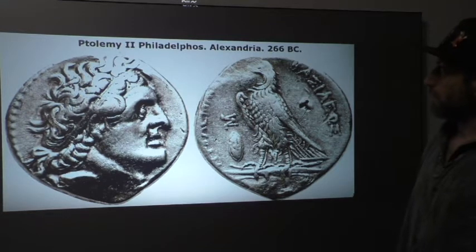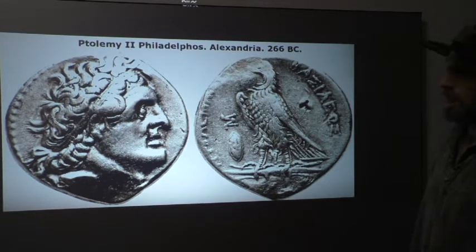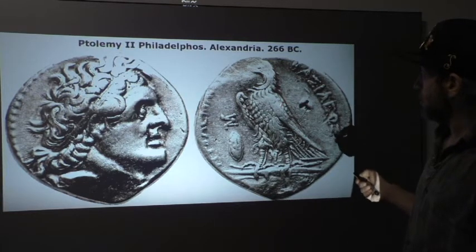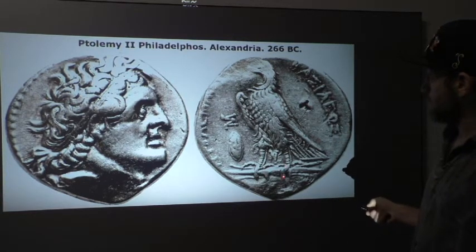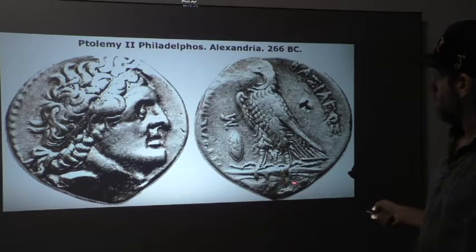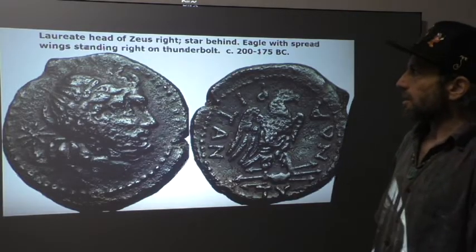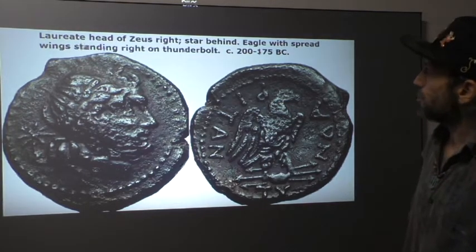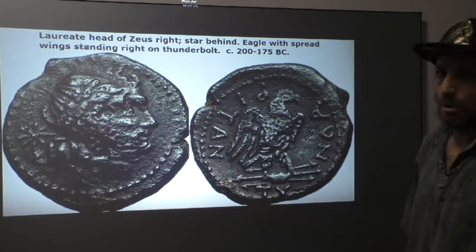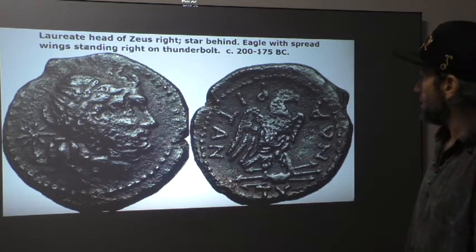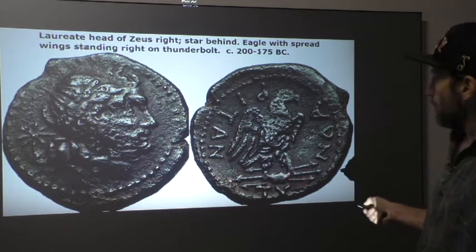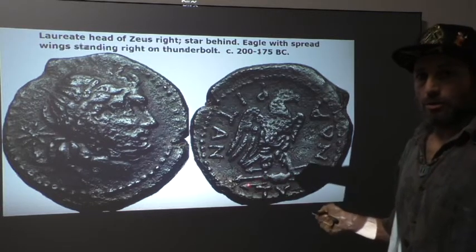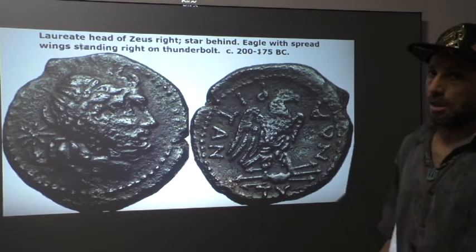A Greek coin of Ptolemy II from Alexandria from 266 BC. And here the eagle is holding the thunderbolt in his claws. In this example right here, laureate, head of Zeus, right, eagle with spread wings standing on a thunderbolt, 200 to 175 BC. So what they're saying right here, this is a group of arrows. And they're saying that this group of arrows is the thunderbolt.